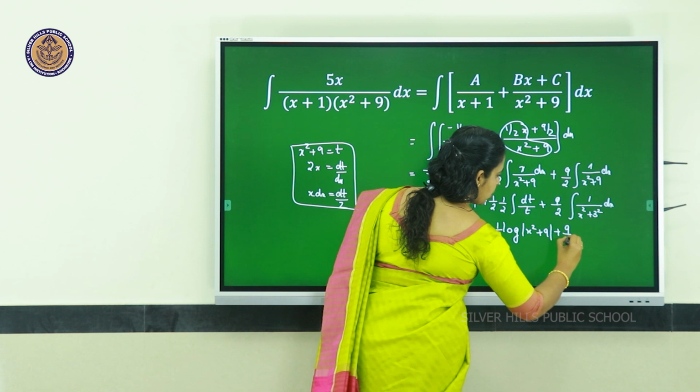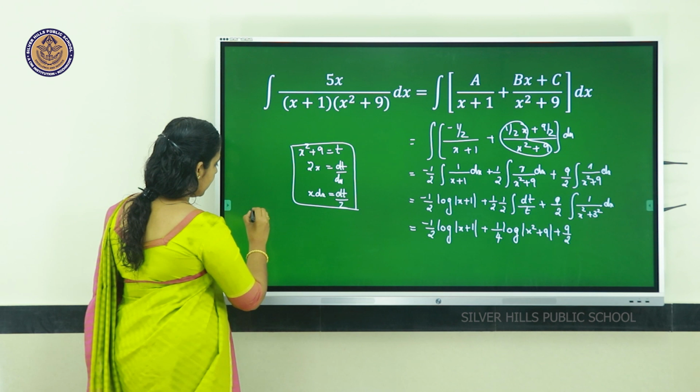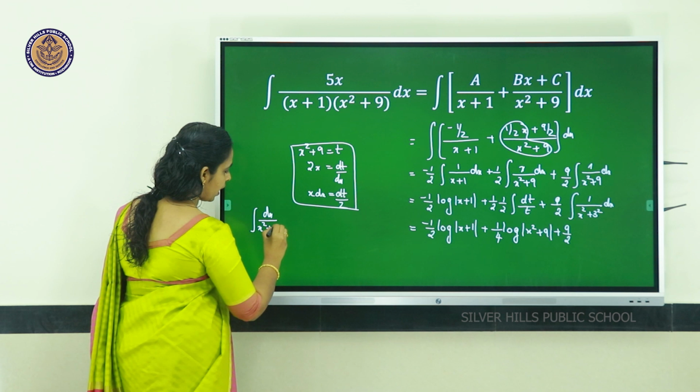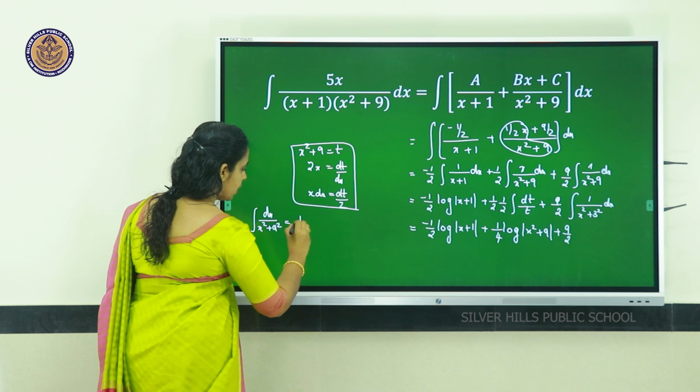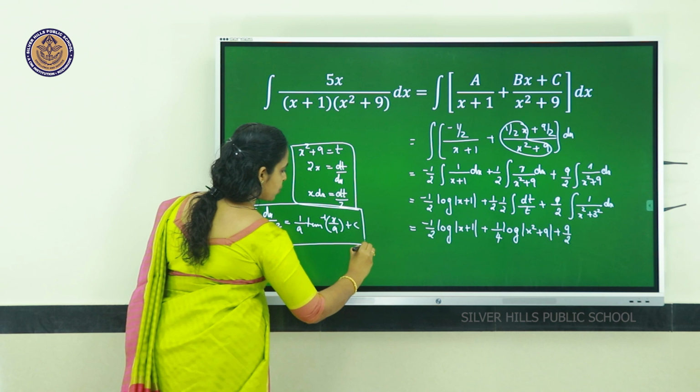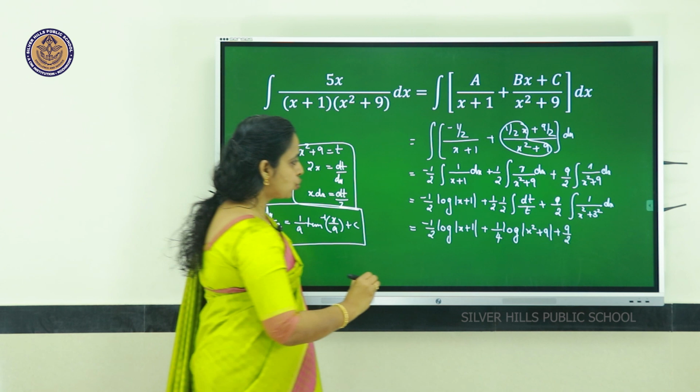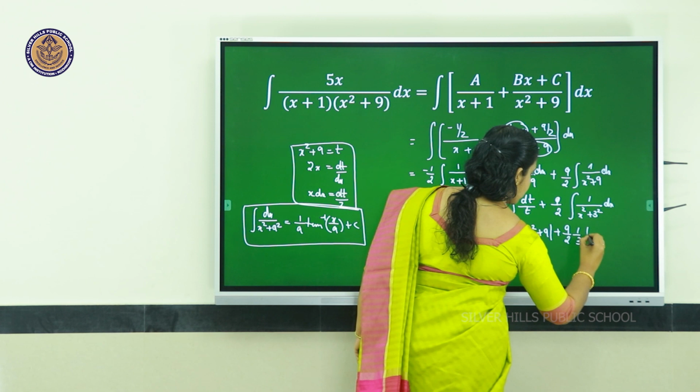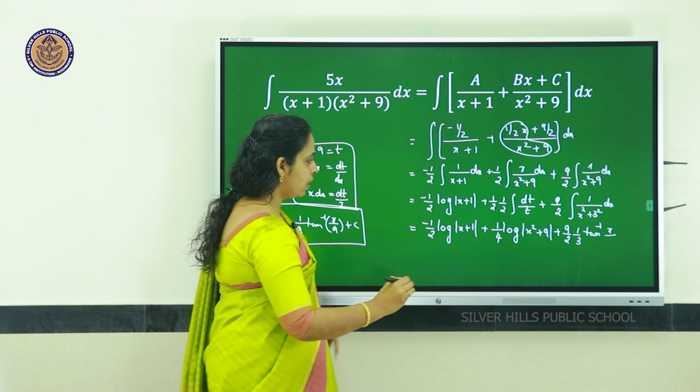Let us write the integral. Integral dx divided by x square plus a square. What was it? 1 by a tan inverse x by a plus c. This result we will substitute there. So, in the place of a, what comes? 3. So, 1 by 3 tan inverse x divided by a, that is 3, plus constant.